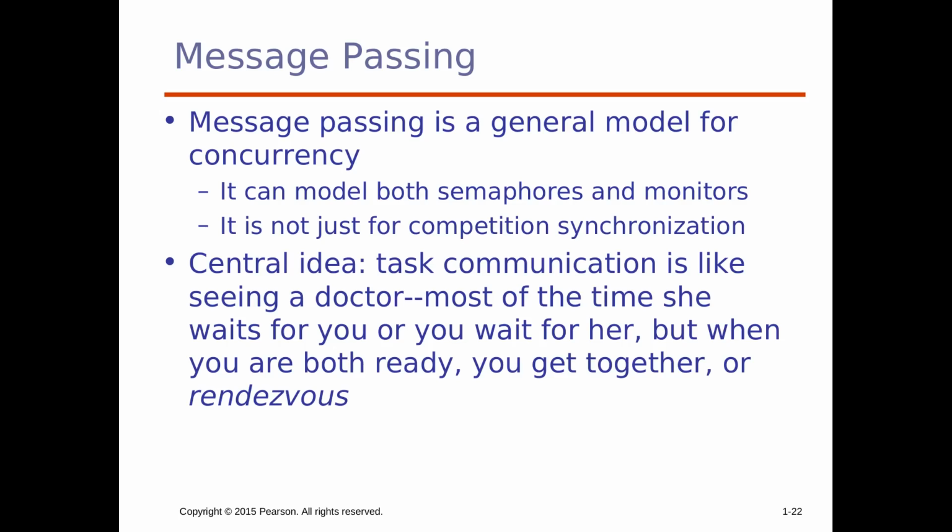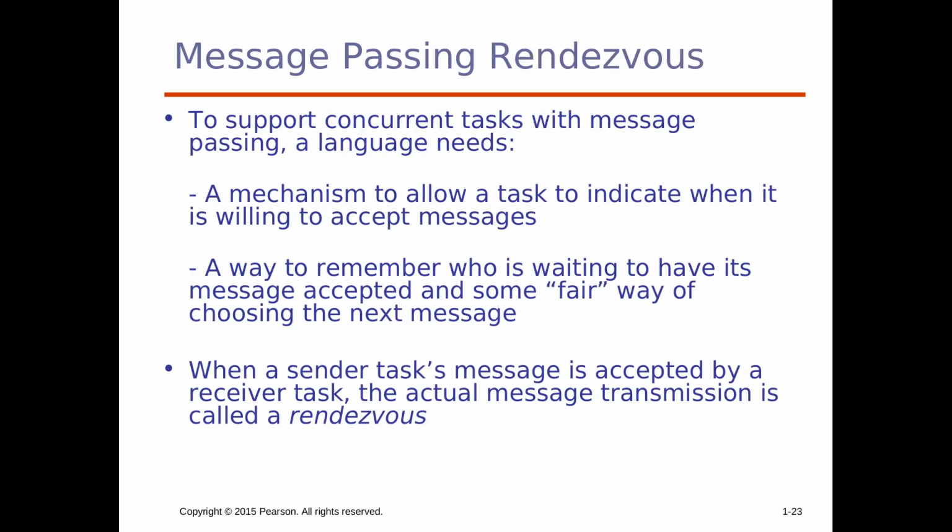Message passing is a general model for concurrency. It can model both semaphores and monitors. And it's not just for competition synchronization. It can actually be used for cooperation synchronization as well. So the central idea is that task communication is like seeing a doctor most of the time. She waits for you or you wait for her. But when you're both ready, you can get together, or rendezvous, as we could say. So we think about this, right?